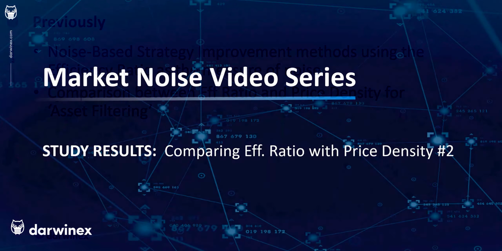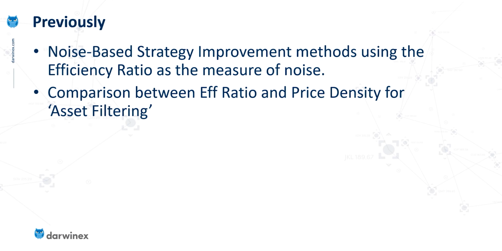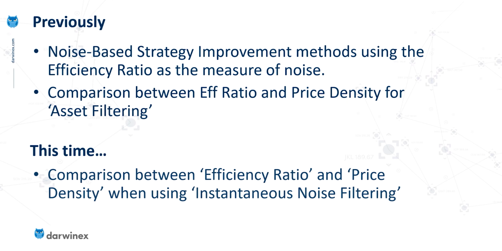So far in this series, we've looked at how noise-based strategy improvement methods can be undertaken using the efficiency ratio as a measure of noise, and then in the previous episode we started to compare this with similar results but using price density, and we did this for the technique called asset filtering. This time we continue on the same theme but turn our attention to instantaneous noise filtering and take a look at whether the efficiency ratio or price density methods will come out on top.